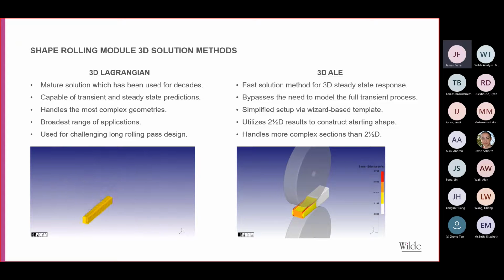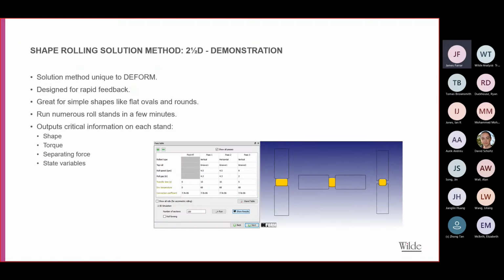And what the template allows you to do is set up many sequences of these processes to either look at multiple passes, reversal rolling, blooming kind of applications, or very long components as well. And the ALE, on the other hand, is a faster solution to look at those steady state processes. It's set up all via a wizard, and it can utilize the 2.5D results to construct a starting shape. It can handle more complex sections than the 2.5D, which we're going to talk about in just a sec.